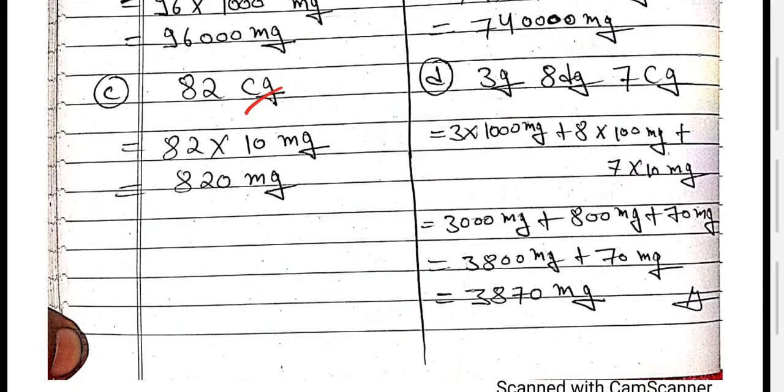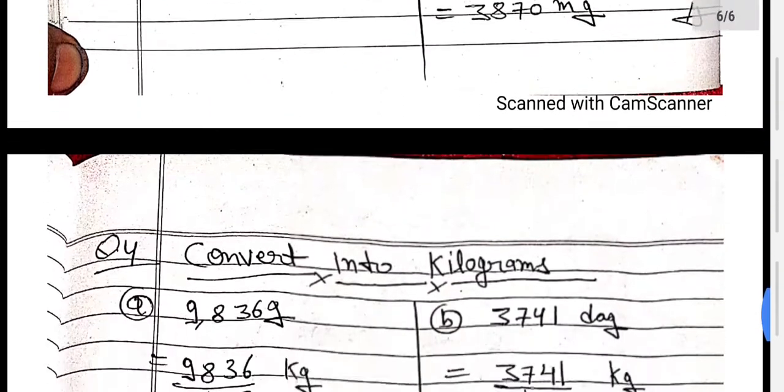Now C question is 82 centigram. Centi you have to convert into milli. You have to multiply by only 10. So multiply by 10, you will get 820 milligram. Now when you convert gram into milligram, multiply by 1000. Deca into milli, multiply by 100. And centi into milli, you have to multiply by 10. Now just solve. When you add, you will get 3870 milligram.